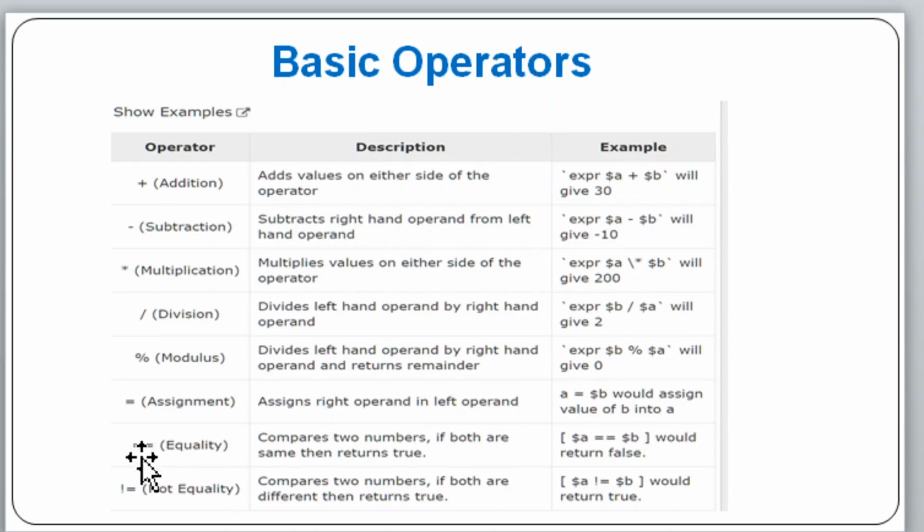And then we have the exclamation point equal sign, which is not equal. So it compares two numbers. If both are different, then it returns true. So that's kind of tricky, guys. It says if both are different, then return true. So it's saying if they are different, then it's a true statement. Whereas this one's saying if they are both the same, then return true, okay? So variable a does not equal variable b. This is true, so it returns a true value.